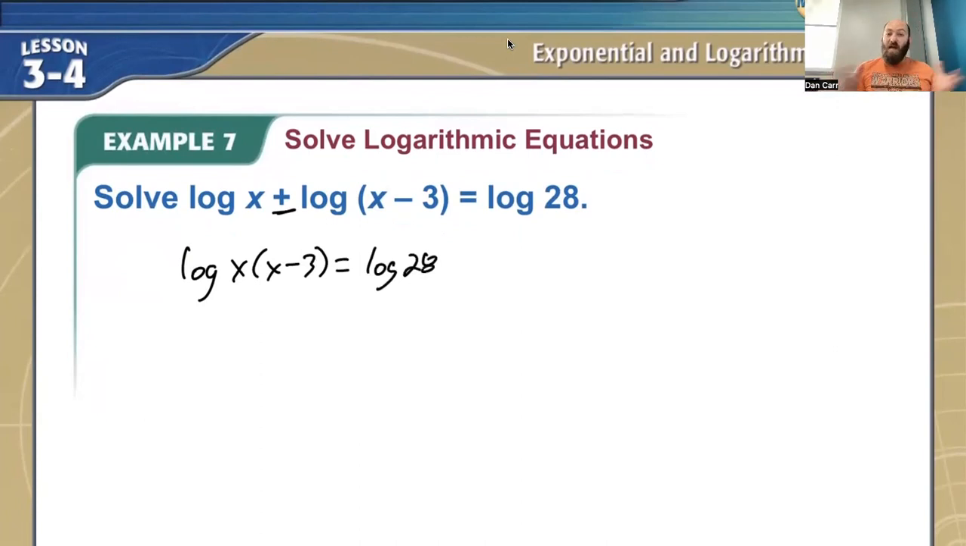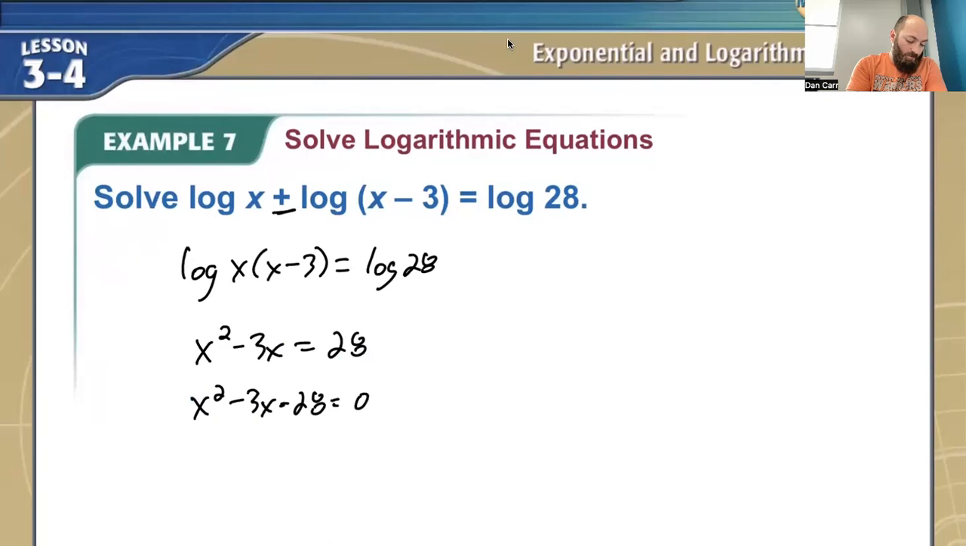Since I have log base 10 on both sides, then I know that x times (x minus 3), which I'm just going to go ahead and distribute out, is equal to 28. So I went ahead and distributed the x. Okay, so now it's just a quadratic. If I subtract 28 over, it'll be x squared minus 3x minus 28 equal to 0.